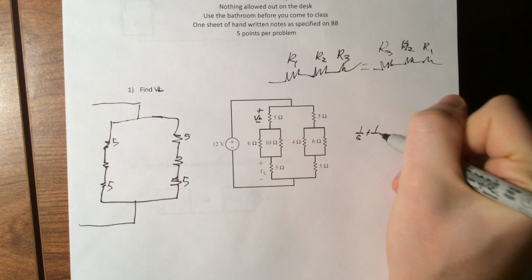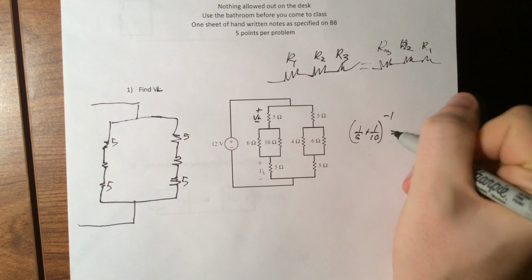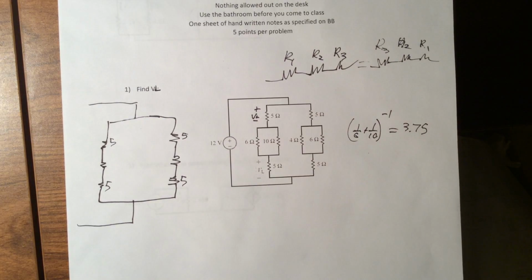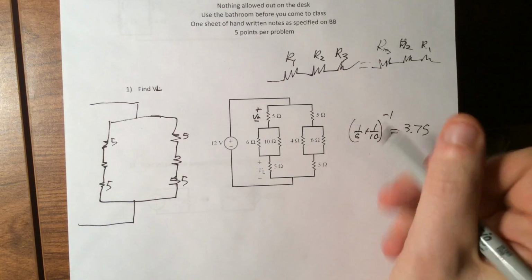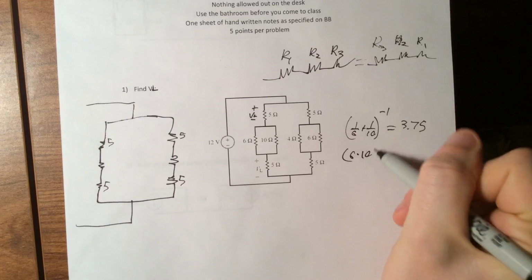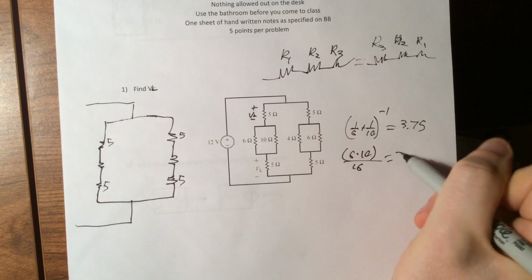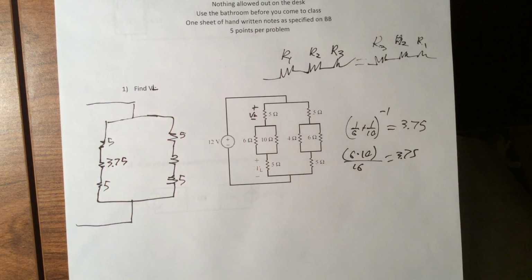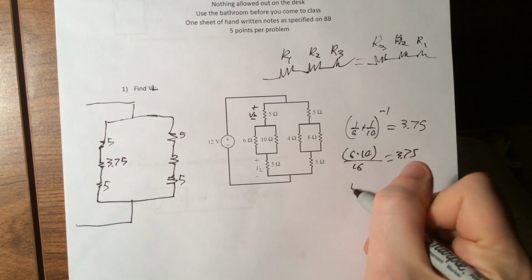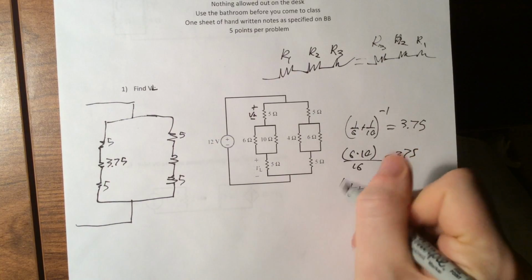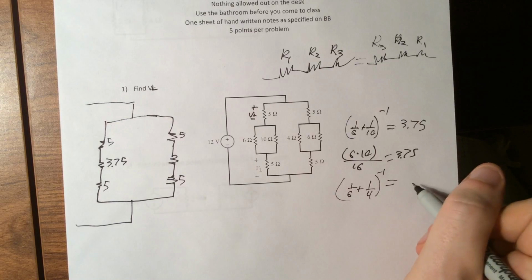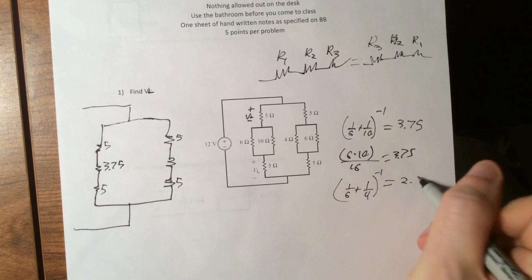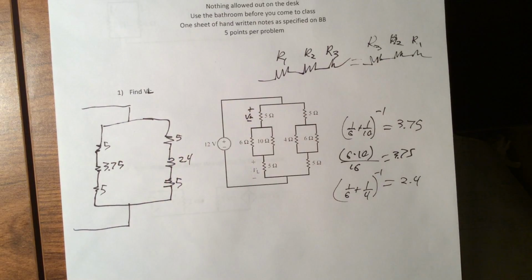1 over 6 plus 1 over 10, to the minus 1, is going to equal what? 3.75, I think, right? The other way to do this, 6 times 10 equals 60 divided by 16. Yeah, 3.75. All right, so that's what this one is, 3.75. And now we're going to solve for this one. 1 over 6 plus 1 over 4, minus 1, is going to equal, the calculator, 2.4. Okay, 2.4 there.